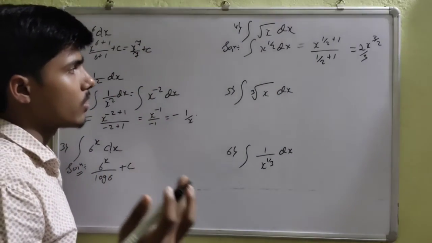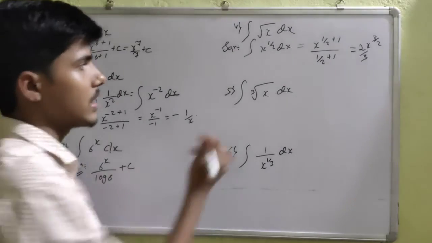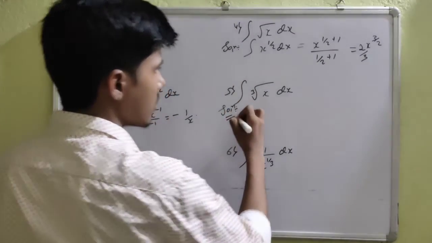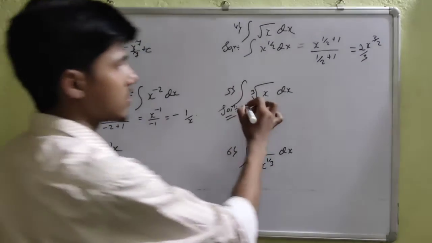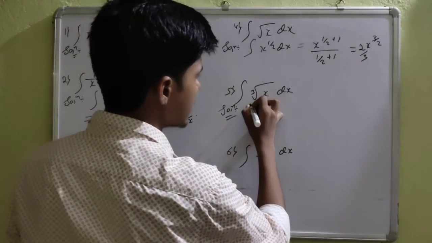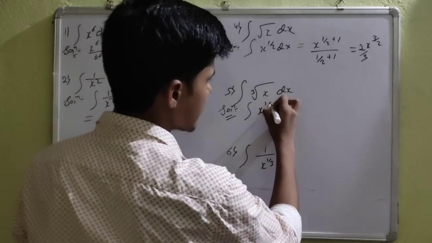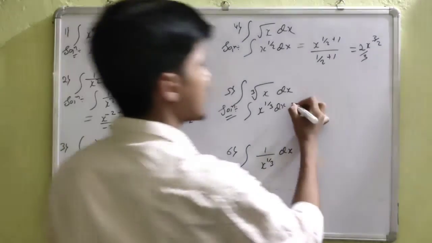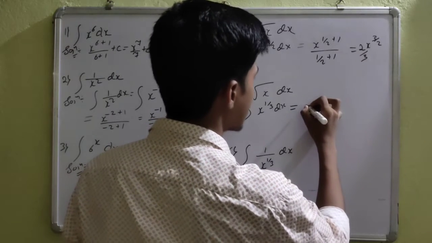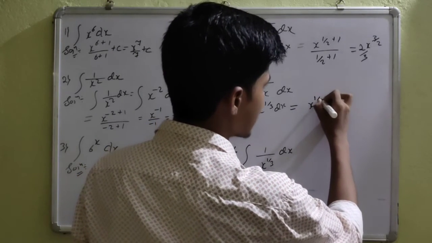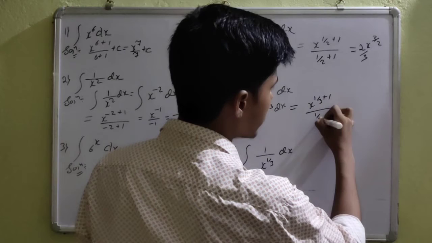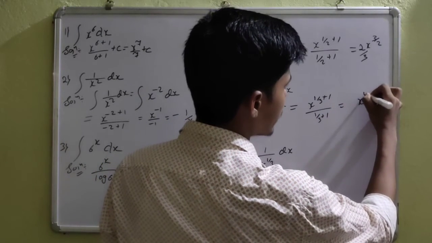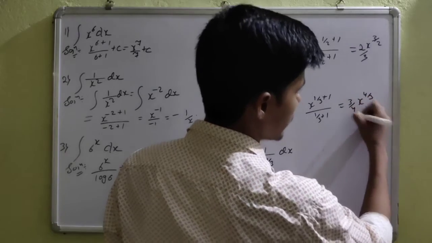Now let's go for the next question, that is integration of cube root of x. We can write cube root of x as integration of x to the power 1 by 3 dx. It is again in the form of x to the power n. So by integrating this function, we will get x to the power 1 by 3 plus 1 divided by 1 by 3 plus 1. That is x to the power 4 by 3, times 3 by 4.